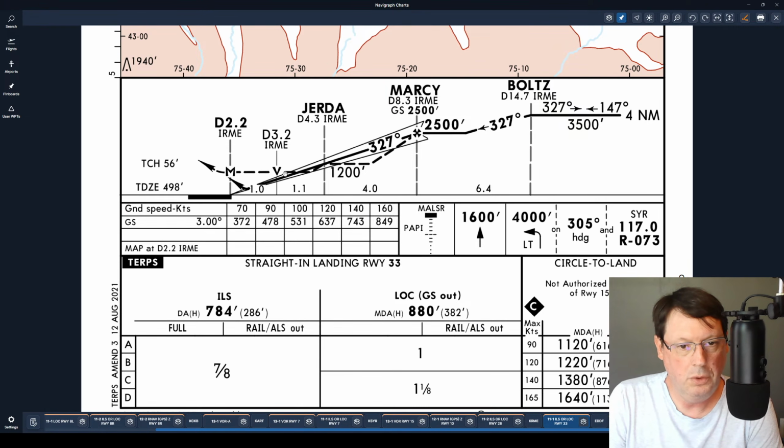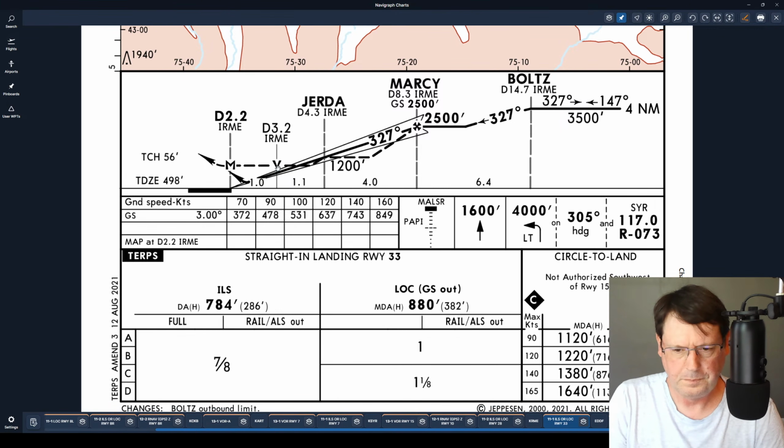And for the localizer approach, this D3.2 IRME becomes pretty important because that's the visual descent point. You know that any time past this or any distance past this, you're going to have to make a steeper descent angle to the runway to make a landing. And it's just something to keep in mind. The other thing to keep in mind is past the visual descent point, you're safe to descend. You're not going to hit anything. That's another important thing to know.